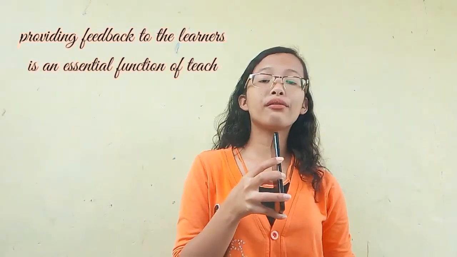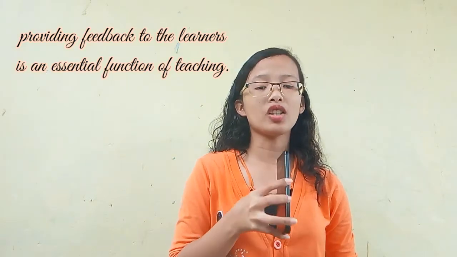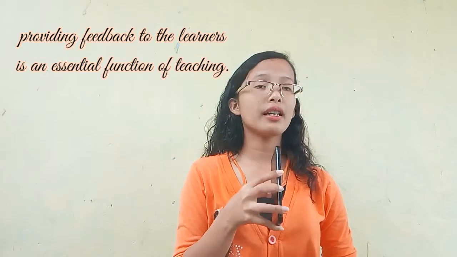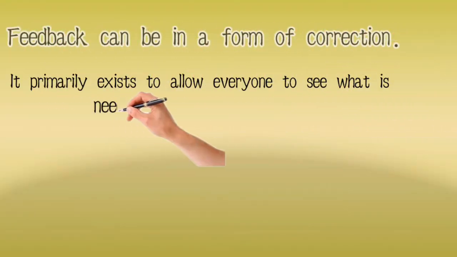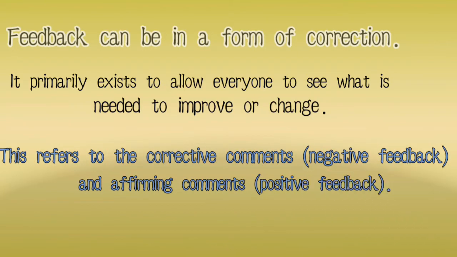On the other hand, providing learners with feedback which they can use to correct their misapprehension is an essential part or function of teaching. Feedback can be in the form of correction. It primarily exists to allow everyone to see what is needed to improve or change. This refers to corrective comments, which are the negative type of feedback, and affirming comments, which are the positive feedback.